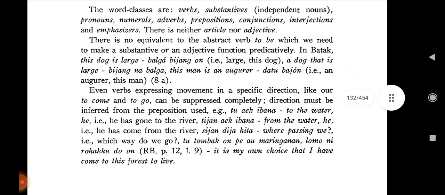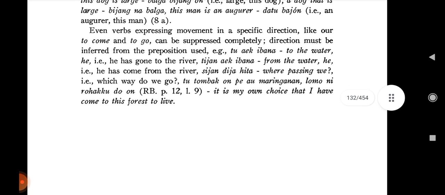This man is an augural datu bayon, i.e. an augural, this man. Even verbs expressing movement in a specific direction, like our to come and to go, can be suppressed completely. Direction must be inferred from the preposition used, e.g. to air ibana, to the water he, i.e. he has gone to the river. Sian air ibana, from the water he, i.e. he has come from the river. Sian dia hita, where from passing we, i.e. which way do we go? It is my own choice that I have come to this forest to live.